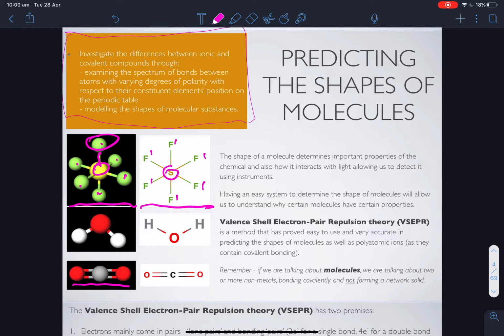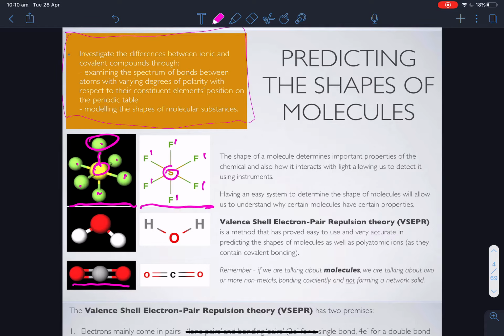So having an easy system to determine the shape of molecules will allow us to understand why certain molecules have certain properties. And there's a theory that works really well with a set of rules that gives quite accurate predictions, especially for all the molecules that we're going to look at during the course of the HSC course. This valence shell electron pair repulsion theory works really well.